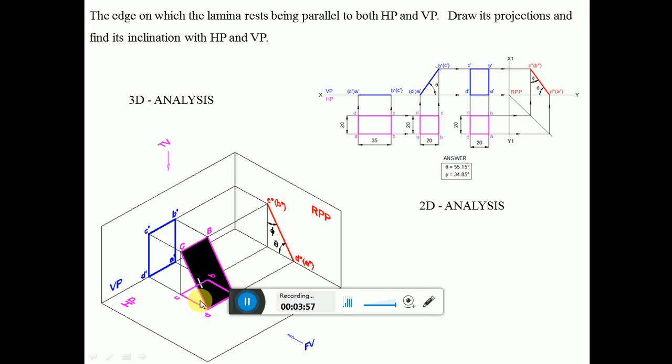Since the surface is inclined to HP and the surface is inclined to VP, obviously that surface is perpendicular to the profile plane here. So that surface inclination theta can be seen here when you look from the side view, and this surface inclination with respect to VP is phi, which can be seen here.